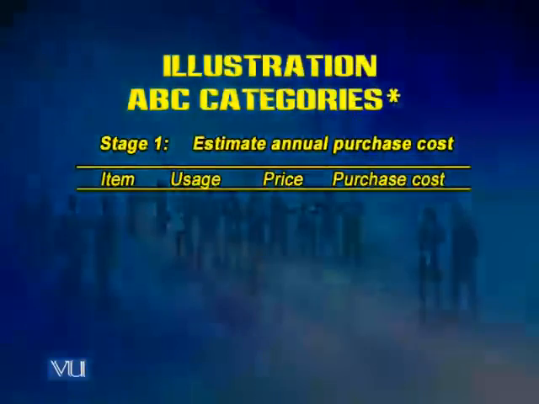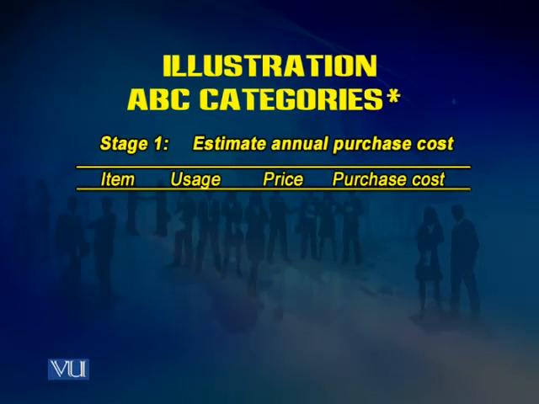That can be managed and controlled by other means, as you will see, and detailed and elaborate control methods can be applied to categories A and B, where most of the cost and most of the value lies. Just to look at an illustration by way of an example, we will see how the items are categorized, grouped, and how they represent the value.